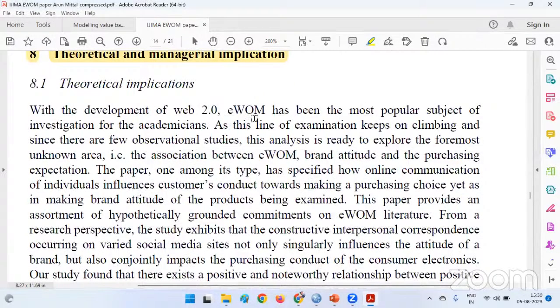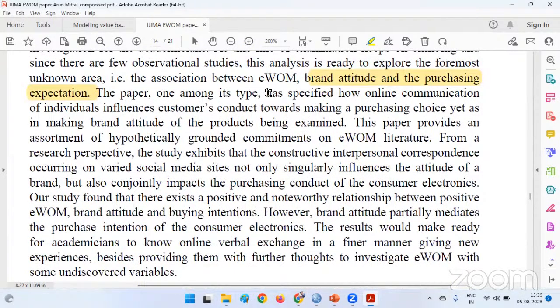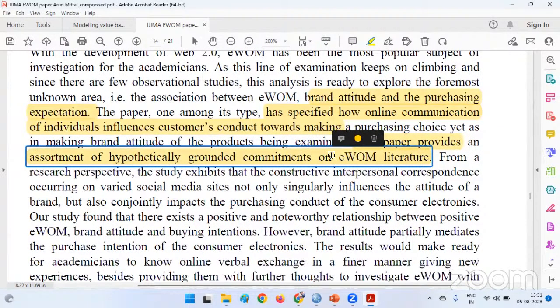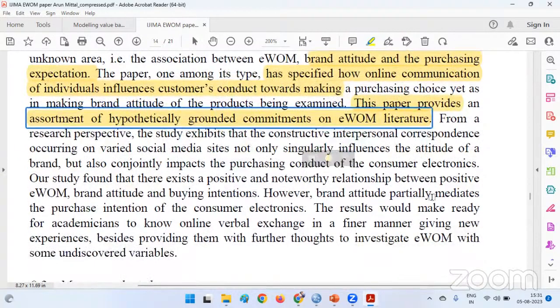So with the development of Web 2.0, EWOM has become this. This is a very simple thing. Brand attitude and purchasing expectations specified how online communications conduct the making. These are all theoretical implications. This paper provides an assortment of theoretically grounded contributions on this. So there were some contributions in the literature which were not supported by empirical evidence. So in this research paper, we did this.